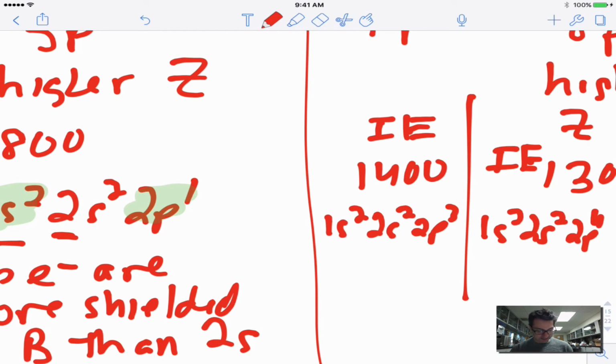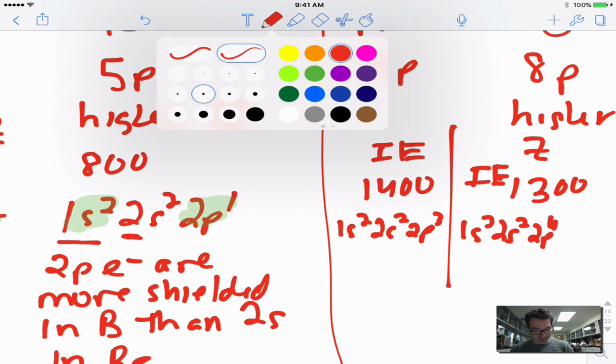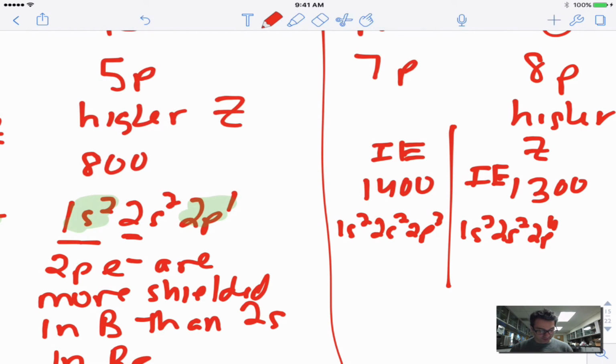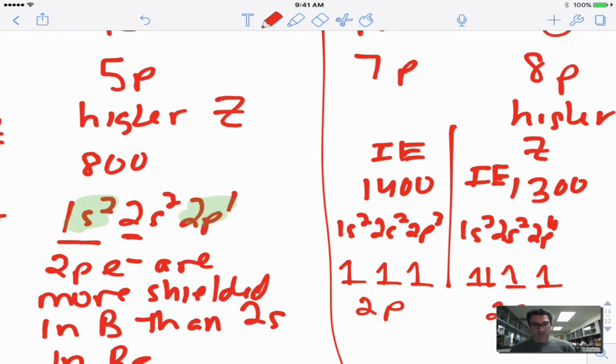So we can't really say that it's the shielding at this point. What could it be then? Well, maybe we have to draw out the electron configurations. So when we look at 2p over here, we see that we have 1, 2, 3 for nitrogen. When we look at the 2p here for oxygen, we have 1, 2, 3, and 4. What do you think's going on there?